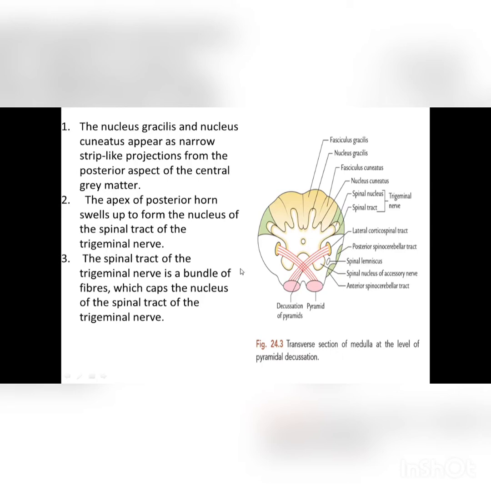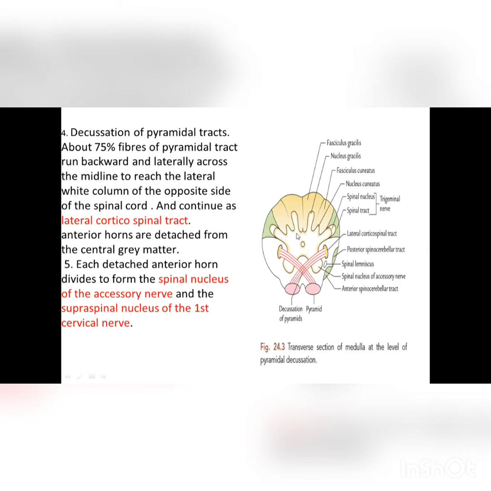So decussation of the pyramidal tracts forms the most important feature of the medulla oblongata at this level. About 75% of the fibers of the pyramidal tract run backwards and laterally across the midline to reach the lateral white column.